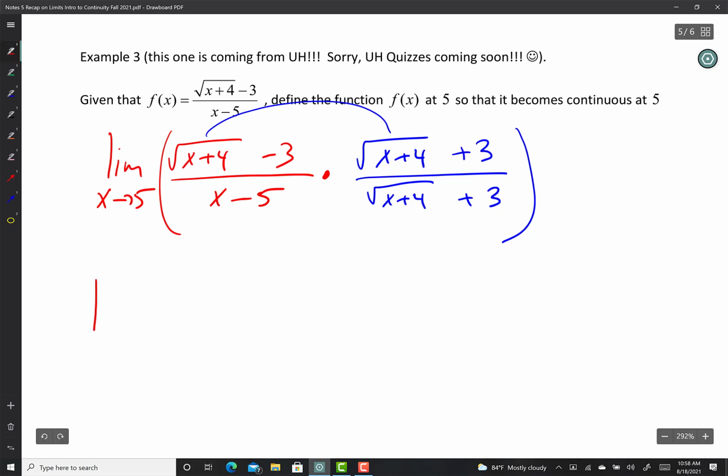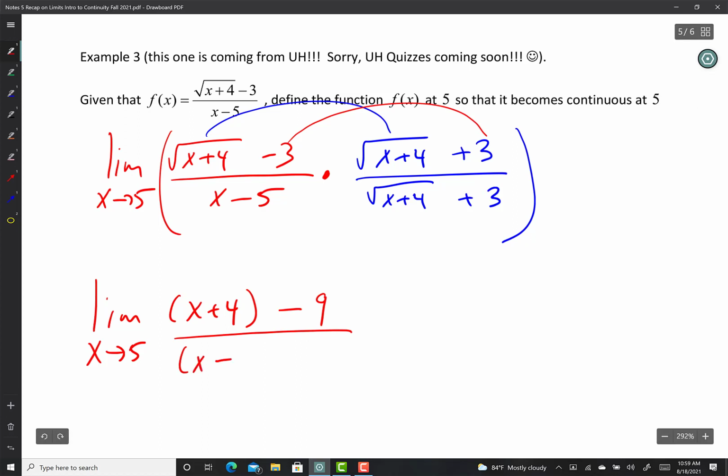Yes. We're going to write limit as x approaches 5 of x plus 4. I like to put a parenthesis in case there's a number on the outside. And then do this. Negative 3 times 3. What's that? Minus 9. All over on the bottom, don't bother distributing the bottom. Leave it as x minus 5. And then parenthesis again, square root of x plus 4 plus 3. Are we still okay?